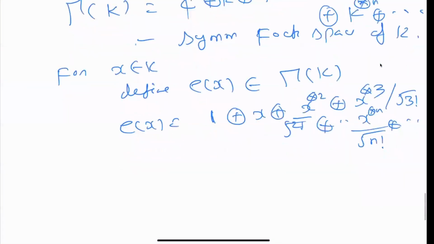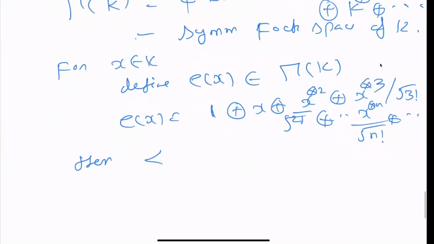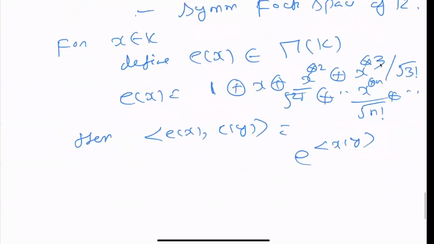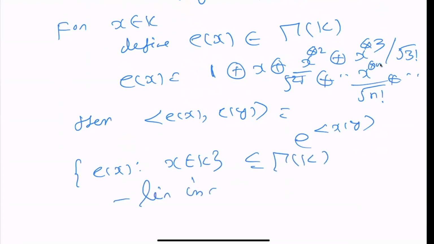This can be done for any vector in the ground Hilbert space. Then the inner product of E of X and E of Y is going to be E to the power inner product of X and Y. We can verify this. Further, we proved in the last course that this set E of X, X in K, contained in gamma of K, is linearly independent and total.